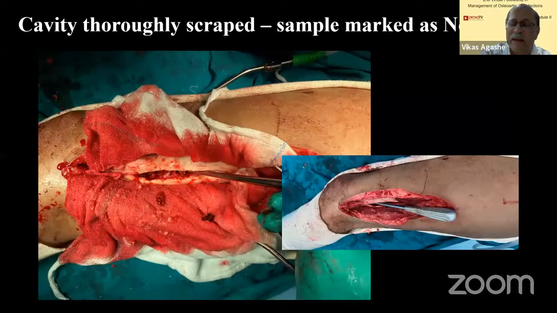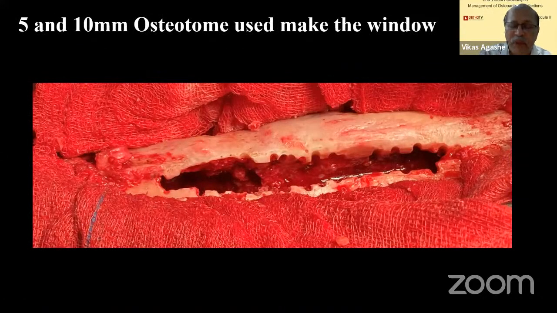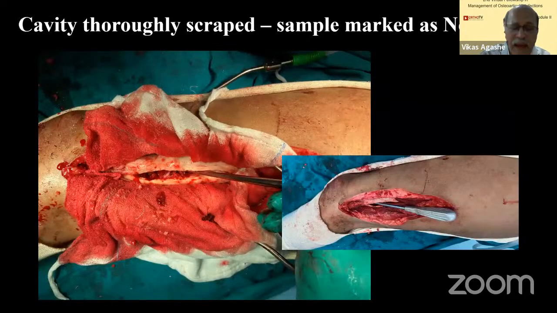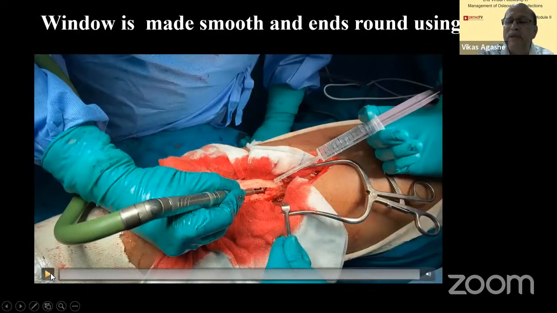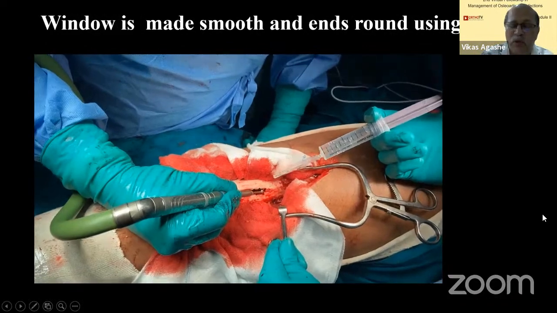From underneath the bone, rather through the medullary cavity, another sample is collected, which can be marked as sample number 2. And then the cavity is thoroughly scraped. This gives you an excellent access all around, and you can scrape the adherent tissue, which is biofilm. Obviously, you can't say that this is biofilm. It's an infected granulation tissue.